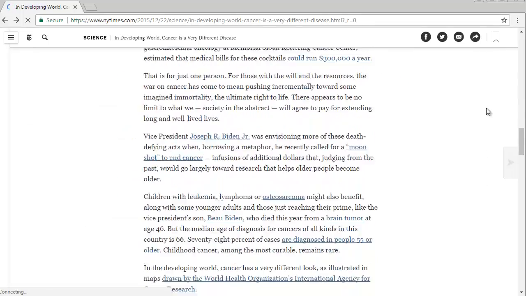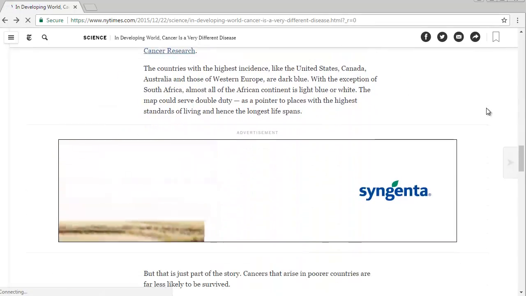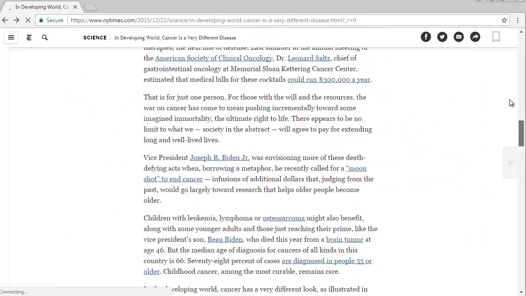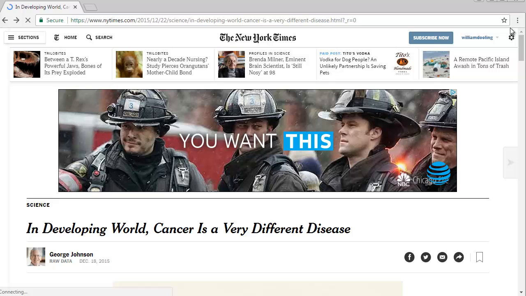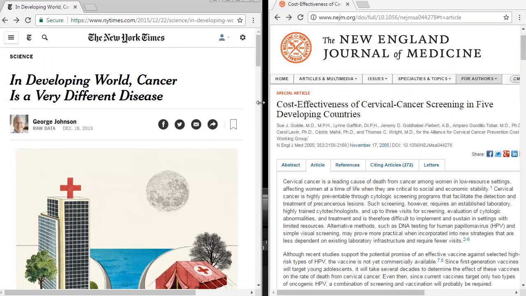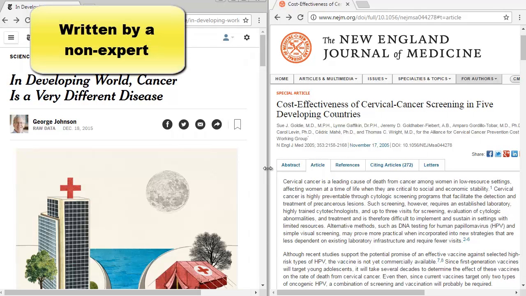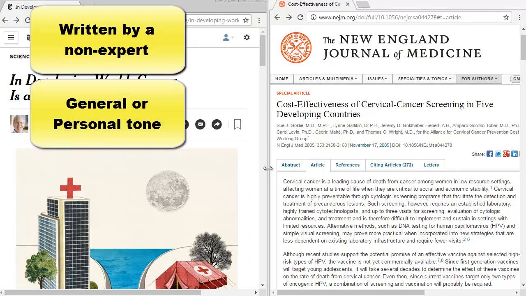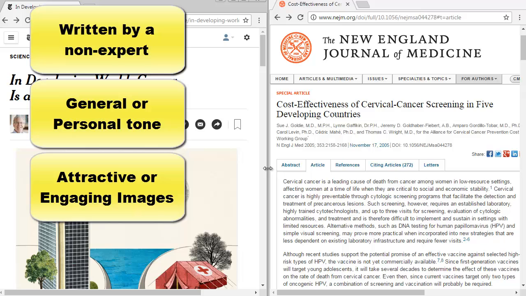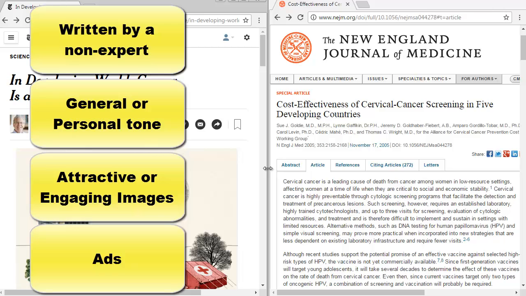You'll notice that this article is also full of advertisements. Popular sources usually, but not always, exist to sell advertising space. In this article, we can even see an advertisement masquerading as another newspaper article. In academic writing, we usually want to avoid using popular sources to make our arguments. But how can we spot them? Well, by using the criteria I just described. Popular sources are written by a non-expert, they have a general or personal tone, they use attractive or engaging images throughout, and they often, but not always, are full of advertisements.